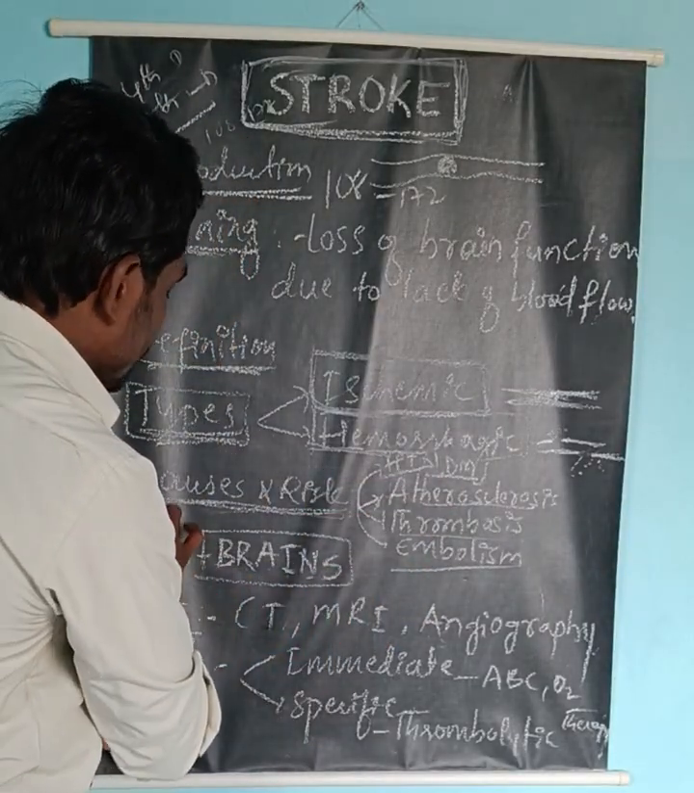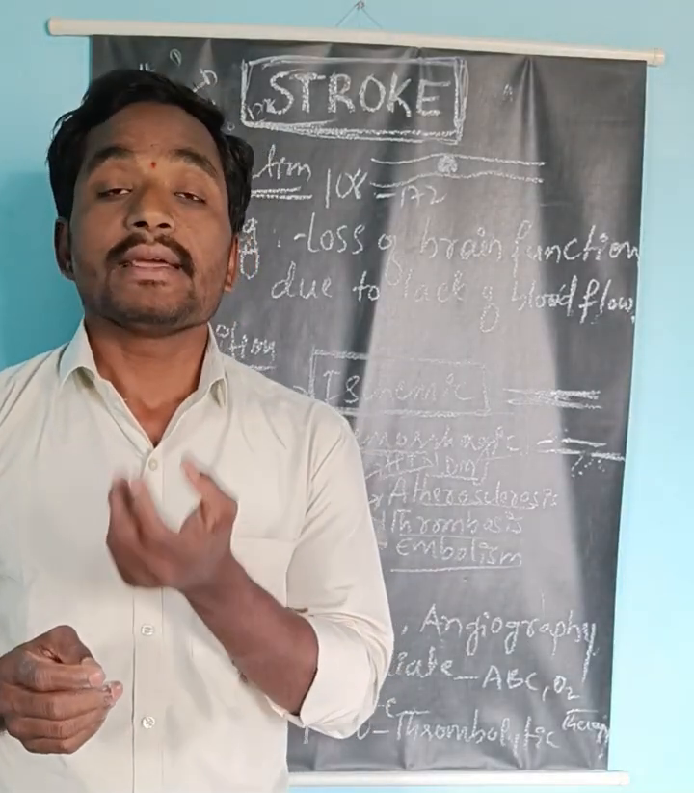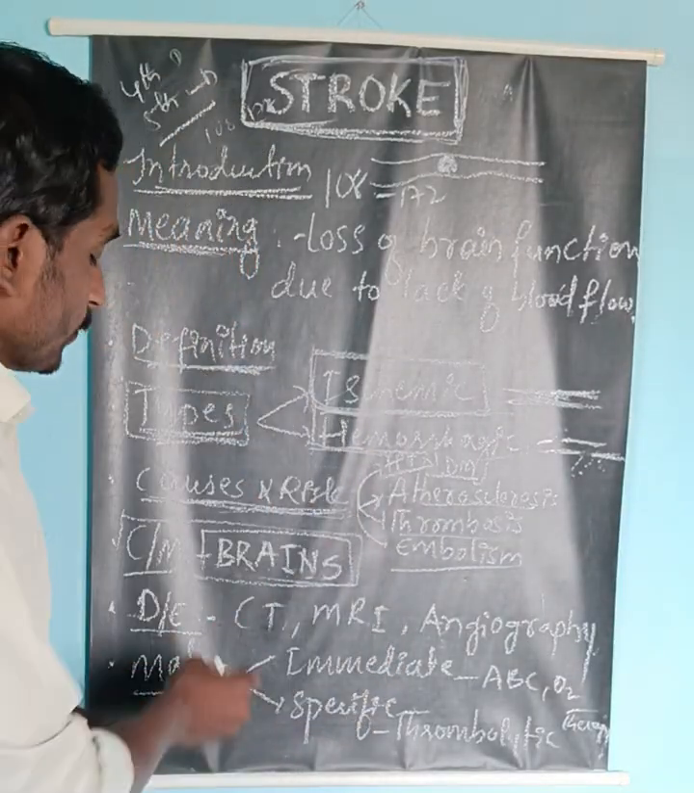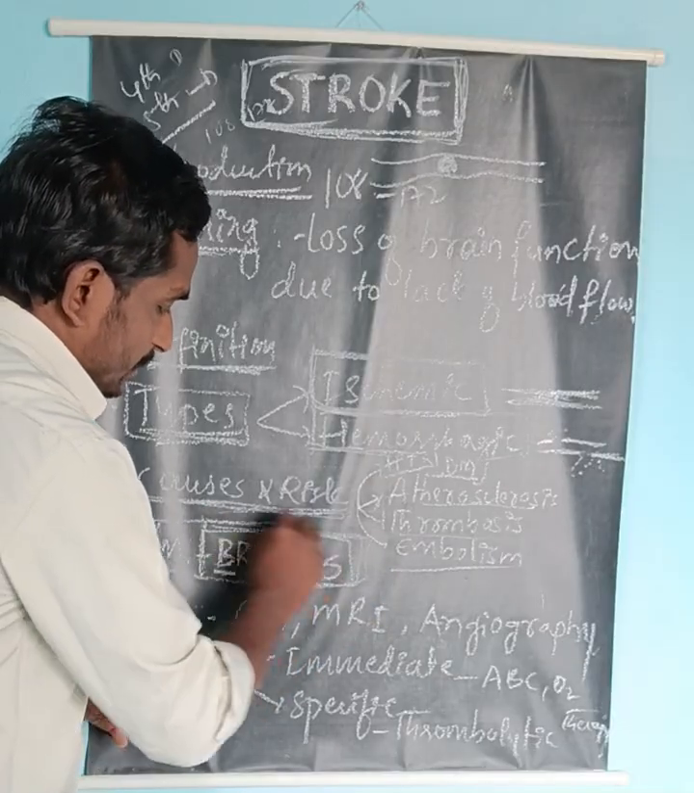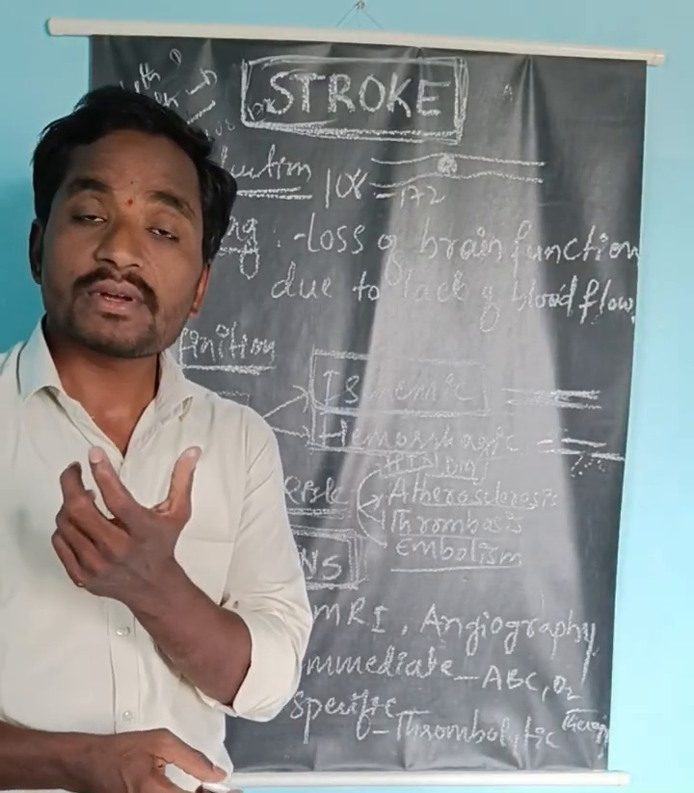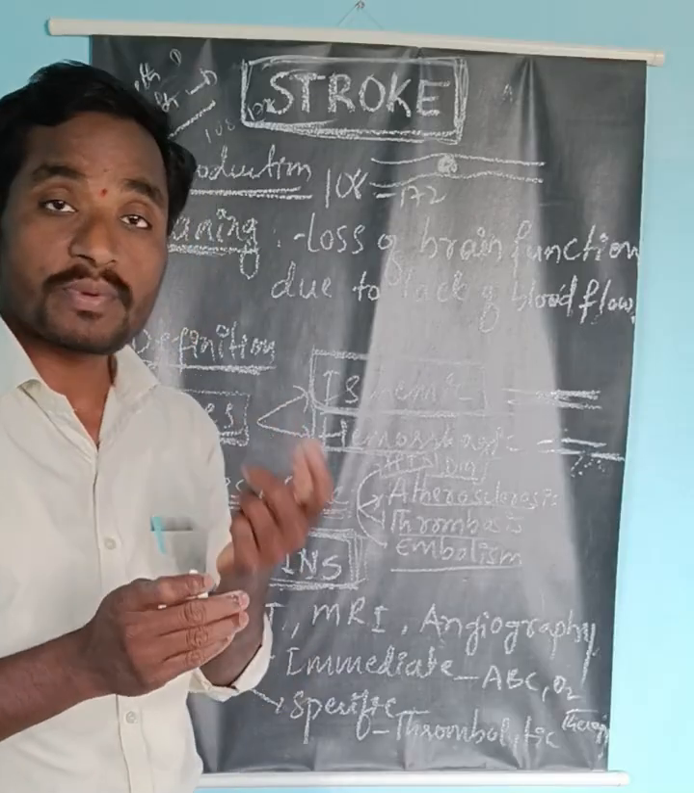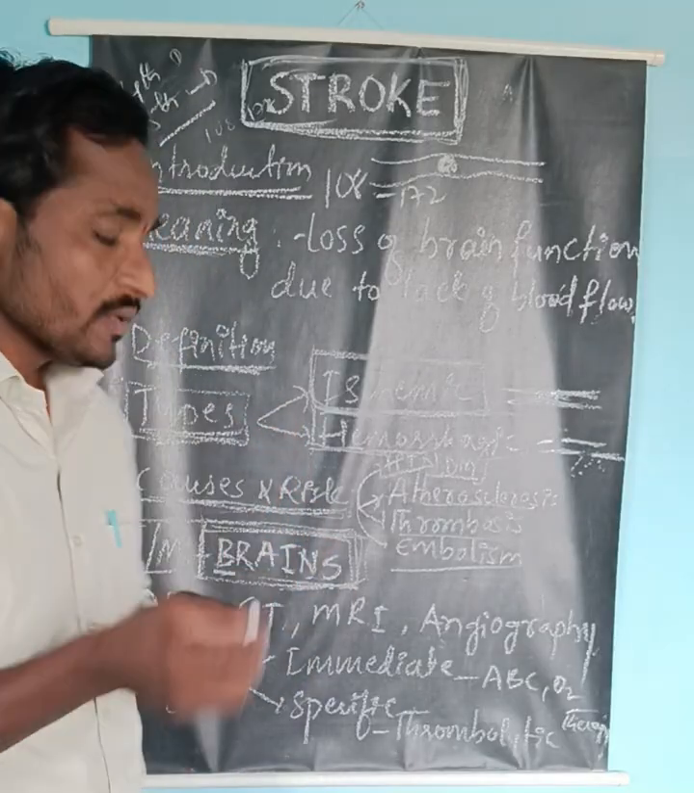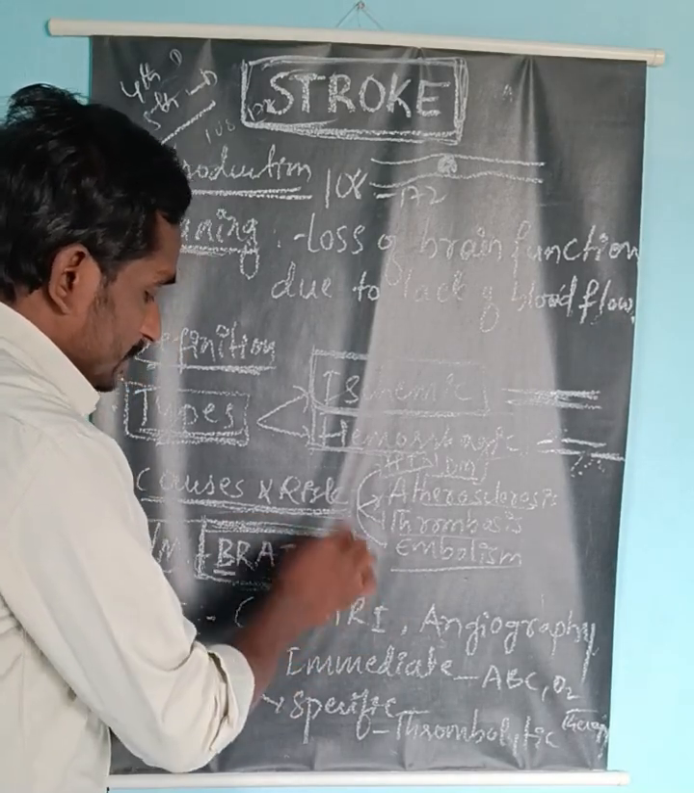Now, what are the clinical manifestations? What are the signs and symptoms we are going to see in case of a stroke? First one is just for remembering: remember the name BRAIN, because the brain is very important. Due to the reduced supply or interruption of the circulation of the brain, a stroke is caused. For remembering, the mnemonic is BRAIN.